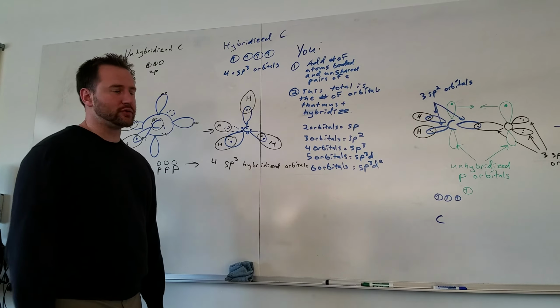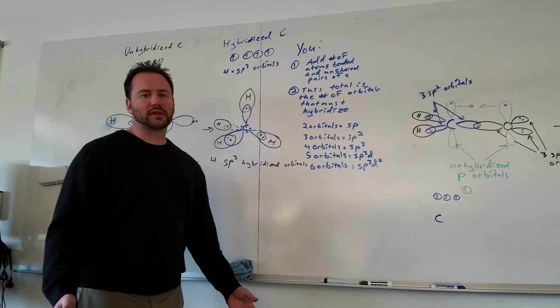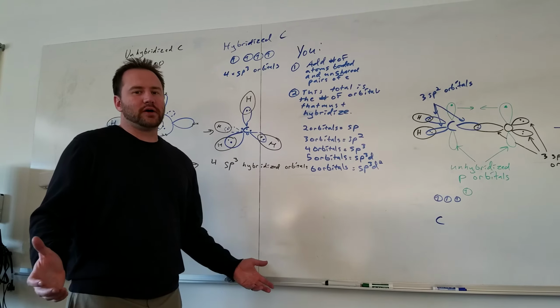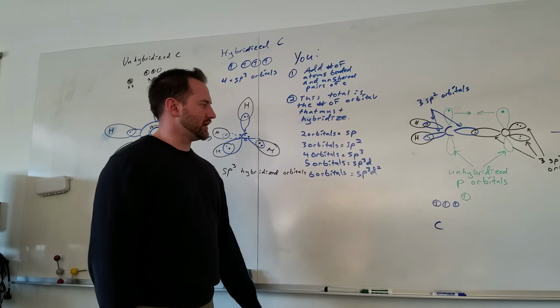So what you have to do with this is, all you have to do is be able to count. You just add up the number of atoms bonded to the central atom, or whatever atom you're looking at, and the number of unshared pairs on it. And that will be equal to the number of orbitals that have to hybridize. So if you have 2 orbitals that have to hybridize, that's going to result in an sp hybridization. 3 orbitals, sp2. 4 orbitals would be sp3.